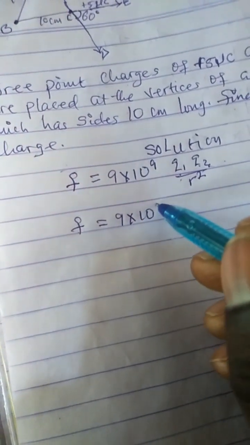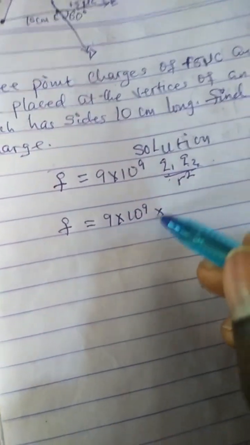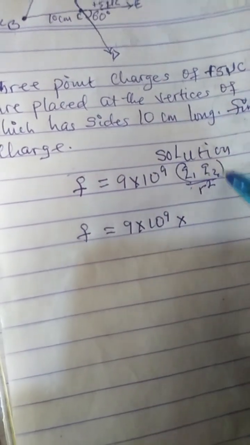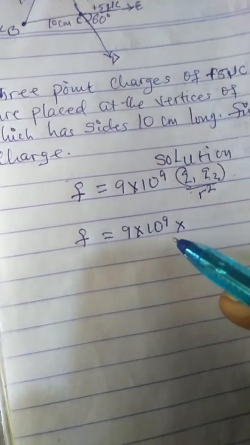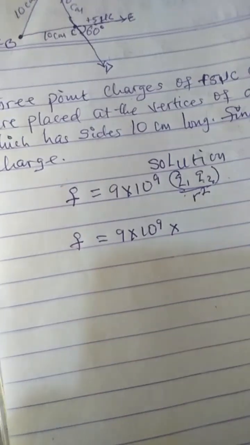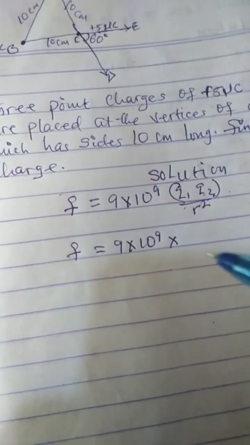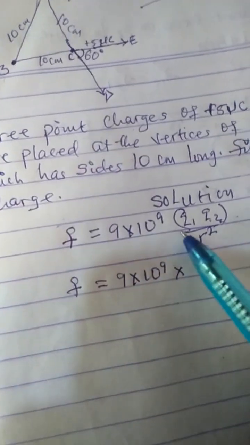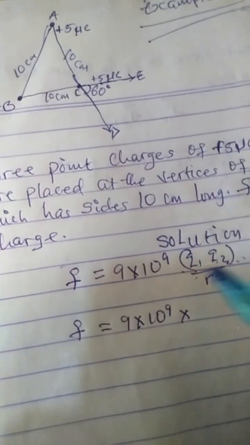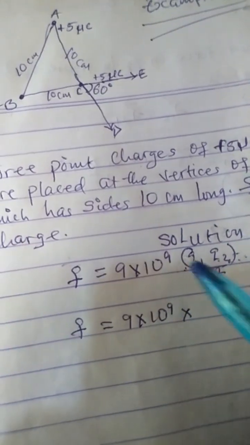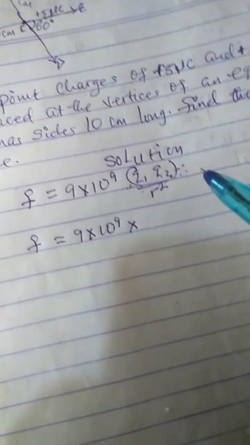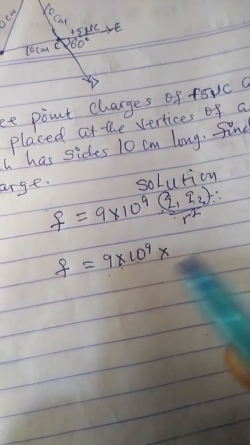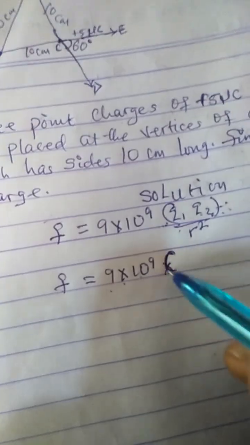9 times 10 raised to the power of 9 times, or hence this should be in brackets. So these things are in brackets. No need of putting the times, because we have charges that we are going to look for, and this one is in brackets. Although the brackets which I put here are not necessary, they are not mandatory. So 9 times 10 raised to the power of 9, open bracket.